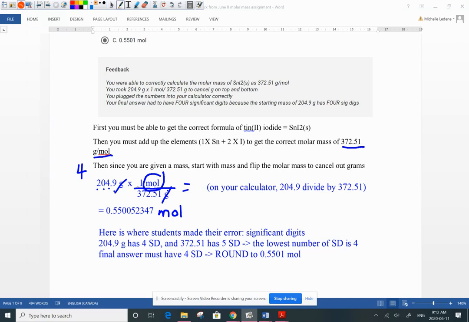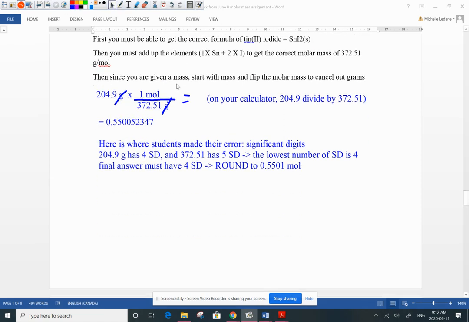0.51. So here's where I think you made your error, and that was in sig digs. You have to have 4 sig digs in your final answer. This is what your calculator shows, but remember, your calculator doesn't do sig digs and it doesn't do units for you. So you have to go back and round your answer, and you can have 4 sig digs: 1, 2, 3, 4. Well, that 5 is going to make that round up, and so your answer is 0.5501 moles. Okay, so rounding and making sure that your answer is in the correct units.